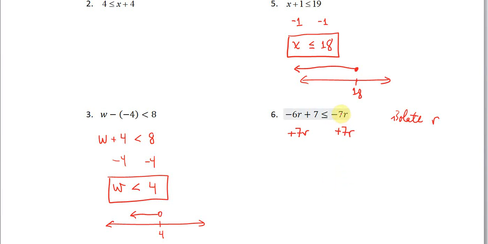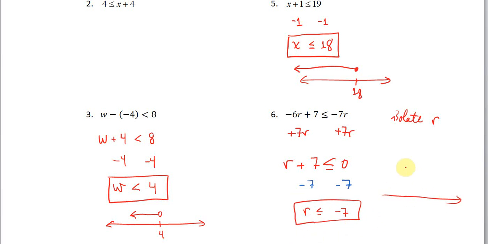So -7r and positive 7r gives you 0. The 7 is still there. And then -6r and positive 7r will give you positive 1r. And then my next step, let me change colors here so you can see clearly what I'm doing. I'm just subtracting 7 from both sides. All right. And subtracting 7 from both sides, I get r on the left and -7 on the right. So r is less than or equal to -7.